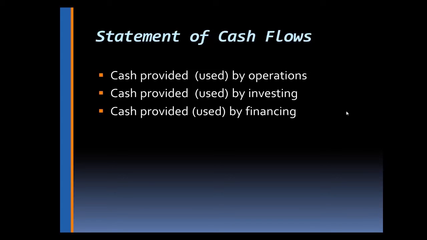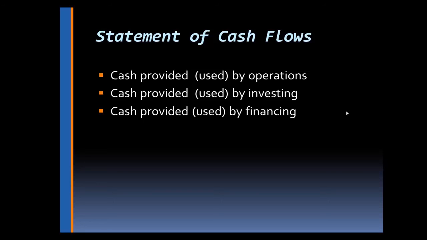Cash provided by operations. What is meant by cash provided by operations is this represents the cash that is generated from operating the company: the net income, and the changes in the current assets and current liabilities accounts, plus depreciation. Cash provided or used by investing represents the money that the company has invested in the purchase of property, plant, and equipment, or the money the company has received because it has sold property, plant, or equipment.